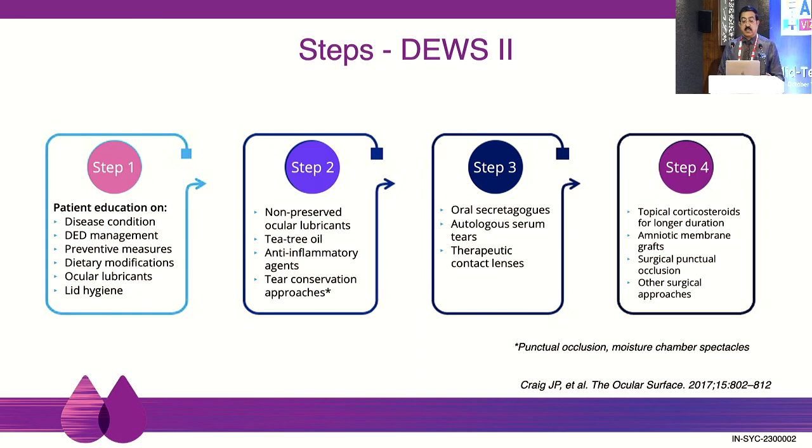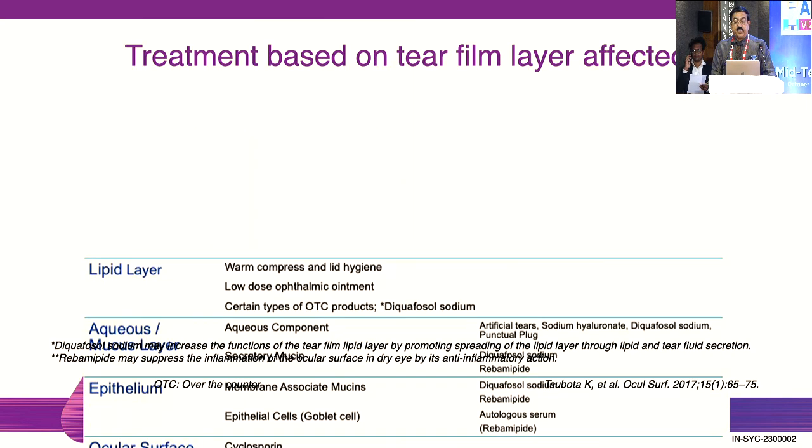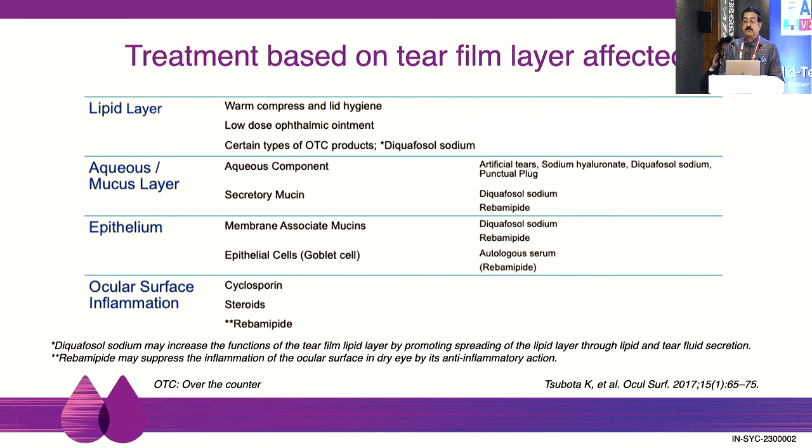The DEWS II has put in these steps of 1, 2, 3 and 4, and the treatment is based on the tear film layer that is affected. So the lipid layer, the aqueous, the epithelium and the ocular surface. If we go in, then the lipid layer treatment is the warm compress and the lid hygiene. Though it's a very small type of treatment, it is a very important treatment.